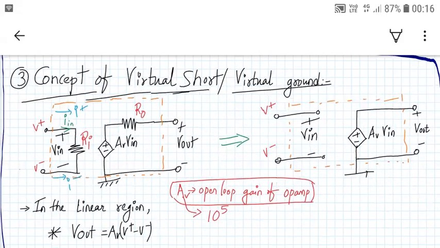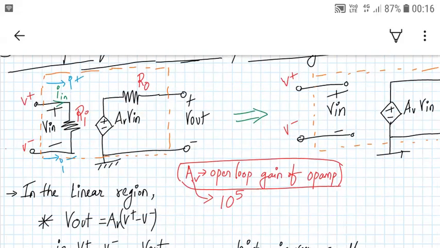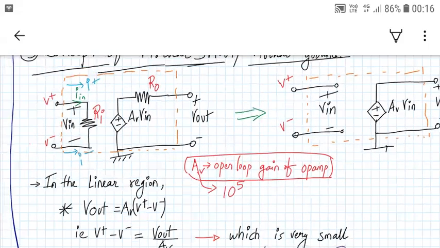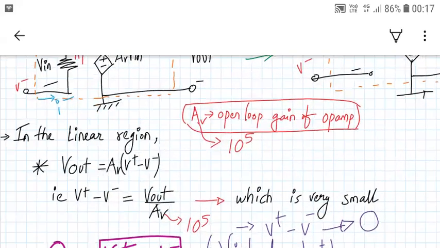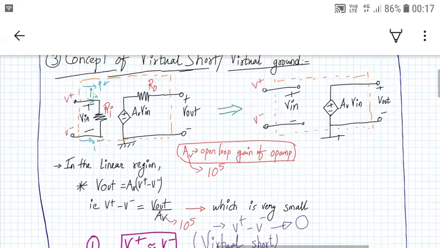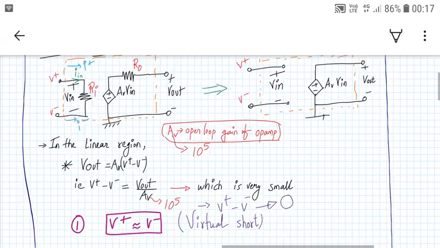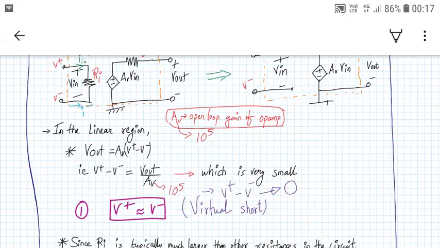Now we know that for 741 the gain AV, that is the open loop gain of the op-amp, is around 10 raised to 5. We know that the op-amp works in various operating regions: one is the linear region, one is saturation. Let us consider the linear region, where the output expression of the op-amp is given by Vout equals AV times V plus minus V minus. Hence we can write V plus minus V minus is given by Vout upon AV. We have seen this before. Since AV is extremely large, we can write V plus minus V minus is tending towards 0.